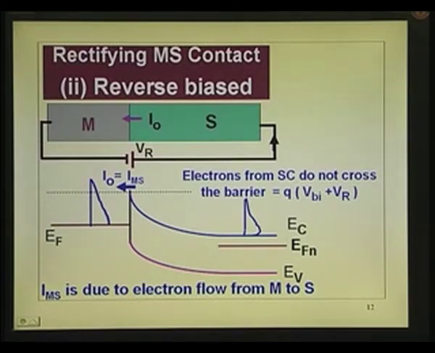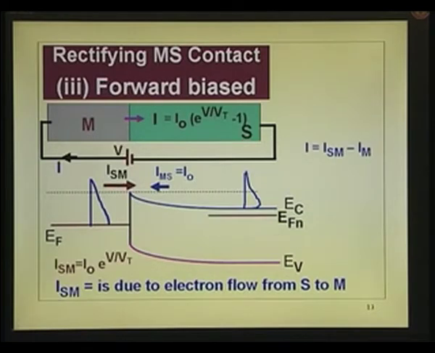Okay. Now, let us see what happens. And this barrier, now you see how much this barrier is depends upon VBI plus VR. VBI was just enough to compensate for I naught. Once we have put VR sufficiently large, I naught is not compensated at all. You have the net current flowing through that. Forward bias, metal made positive, okay, metal made positive with respect to semiconductor.